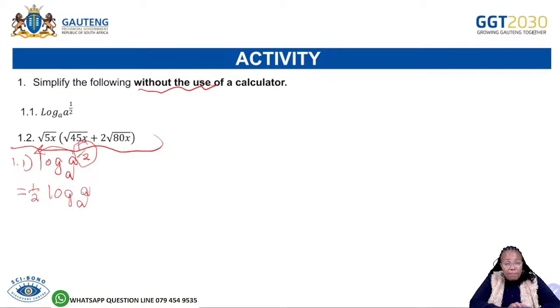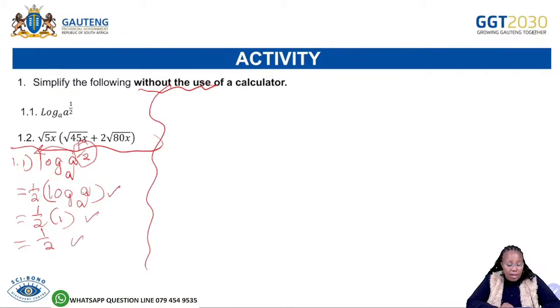That is the first application. Another rule says that if a log is the same, like log 10 base 10 is 1, log 100 base 100 is 1, log b base b is 1. So in this case, we have log a base a. That means this will give us 1. So the answer for this will just be a half. Okay, and then the first mark is for writing this as half log a base a, for substituting 1, and then for writing that as a half.